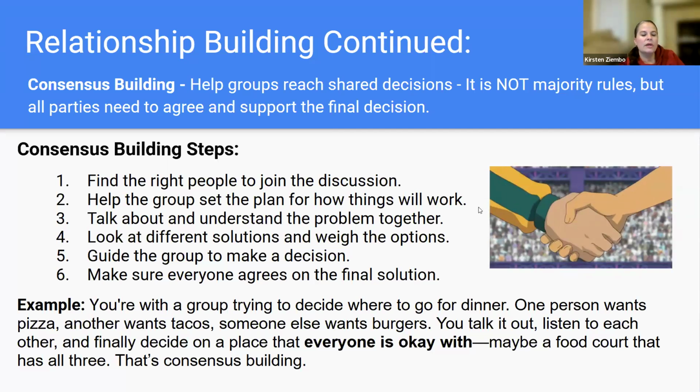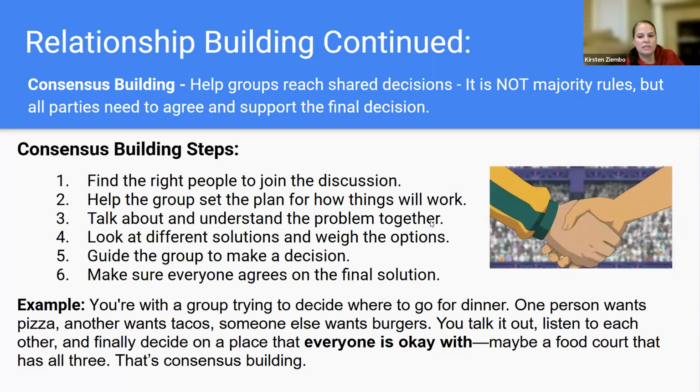Example: you're with a group and you're trying to decide where to eat for dinner. One person wants pizza, another wants tacos, somebody else wants burgers. You talk it out, you listen to each other, and finally decide on the place that everyone's okay with. Maybe it's a food court that has all three. That would be your consensus building.